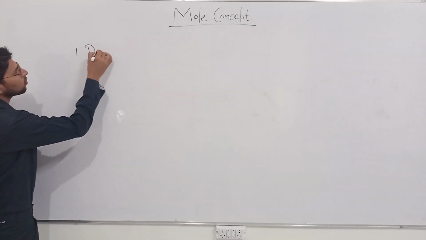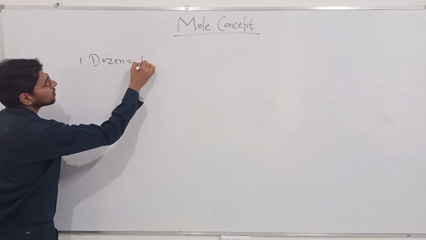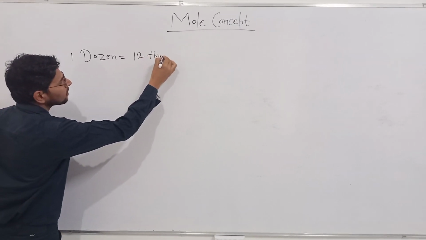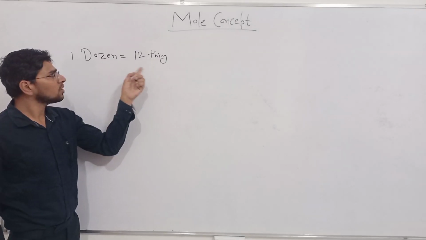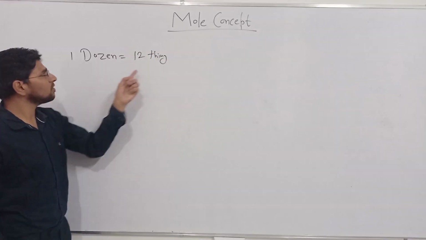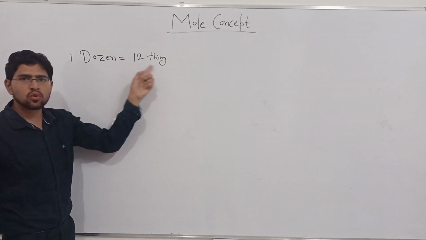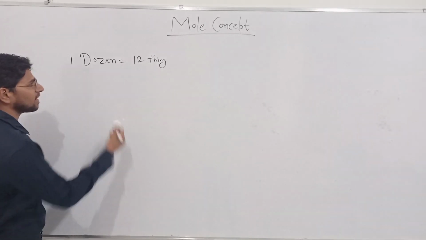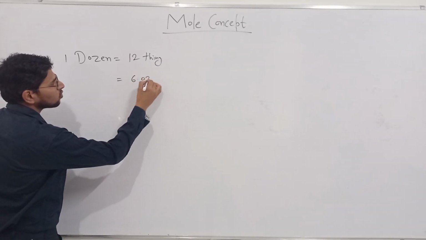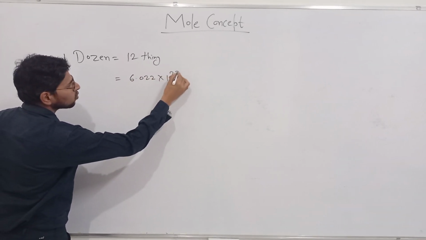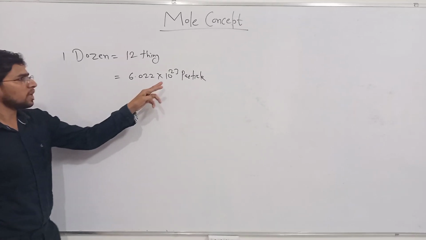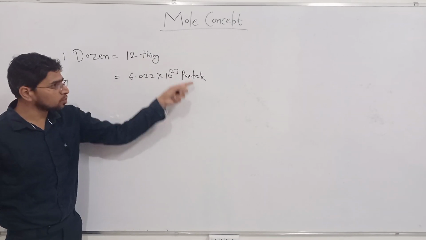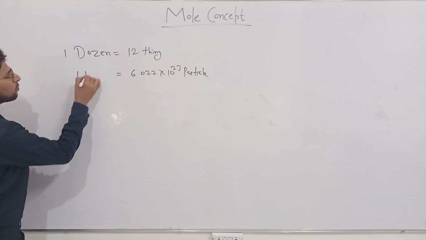As we all know, one dozen means 12 things. The things may be pen, pencil, banana. A group of 12 is known as one dozen. Just like that, a group of 6.022 × 10^23 particles is known as one mole.